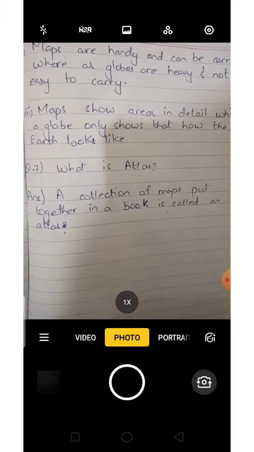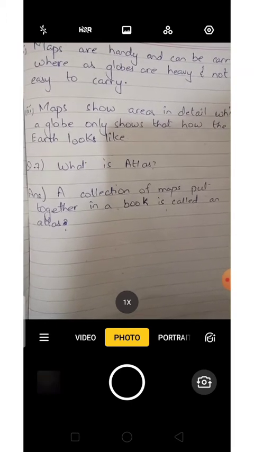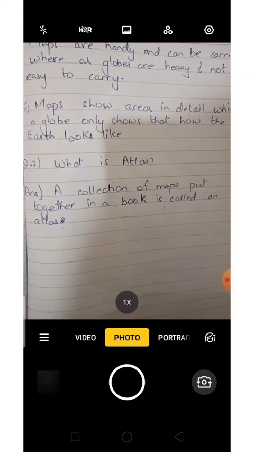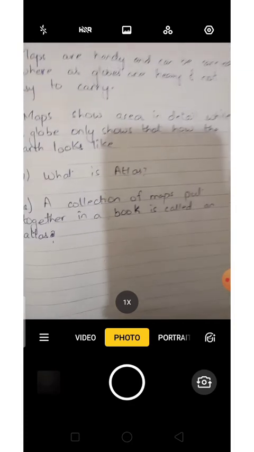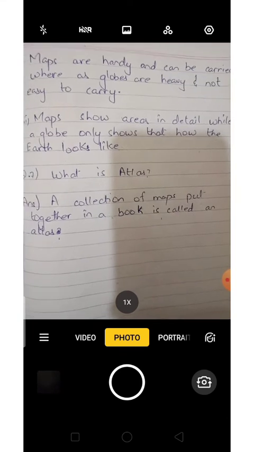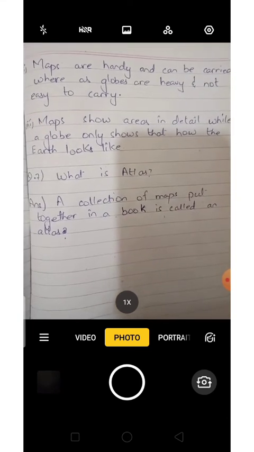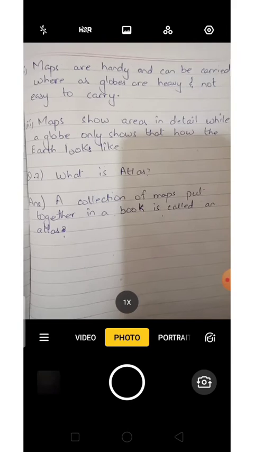The seventh question of chapter 1 is, what is an atlas? A collection of maps put together in a book is called an atlas. Okay, my students, I have given the 7 questions, so tally your answers so I can proceed to chapter number 2.